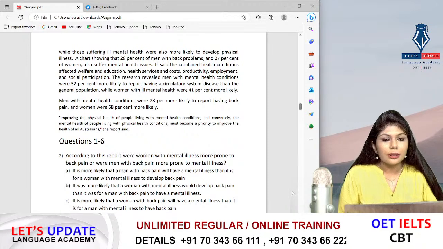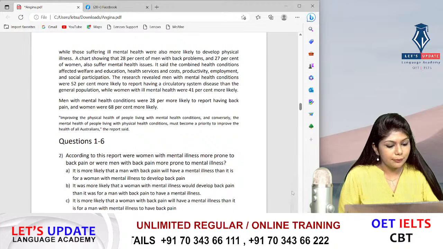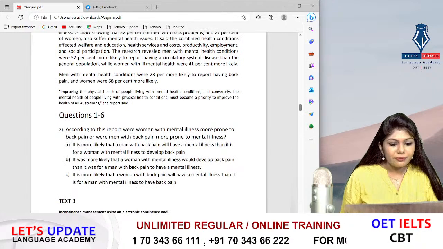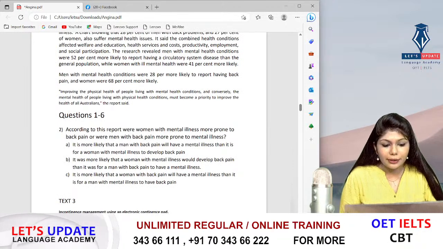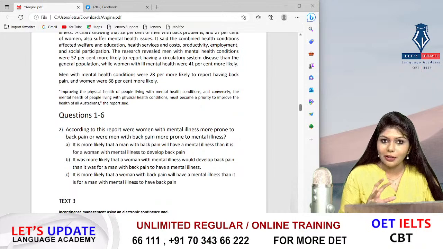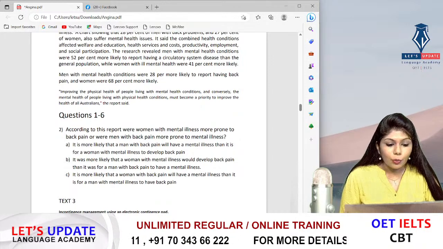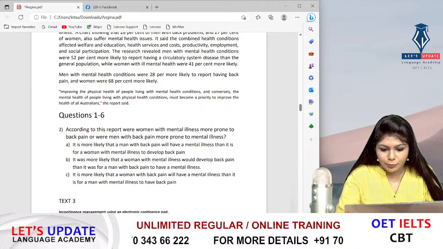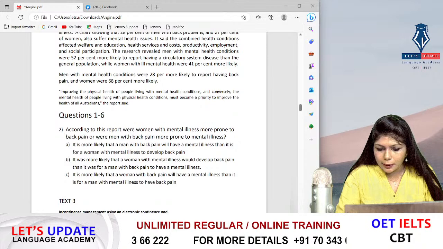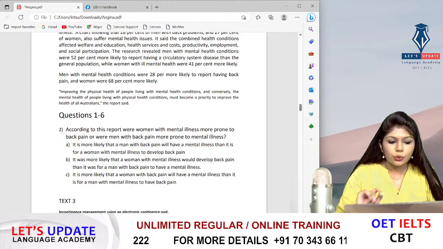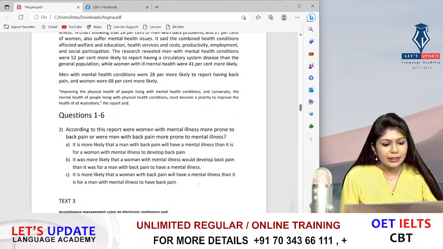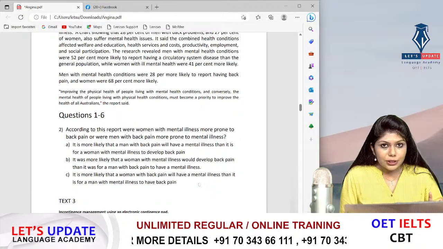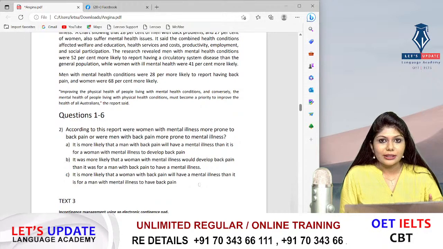Okay, so that was what the extract was about, and the question. According to this report, were women with mental illness more prone to back pain, or were men with back pain more prone to mental illness? Okay, so what do you think? So I can see answers coming in as Sonia Baiju has responded with B, Anshana with B. Yeah. So now let's evaluate or analyze each option, and then we'll try to eliminate so that we'll reach the correct answer.